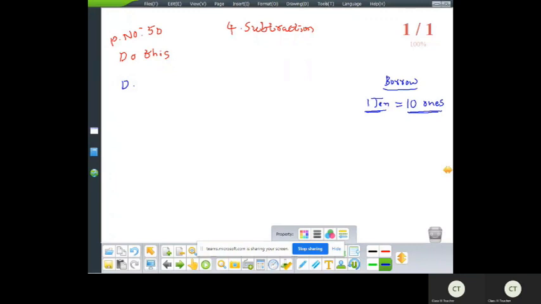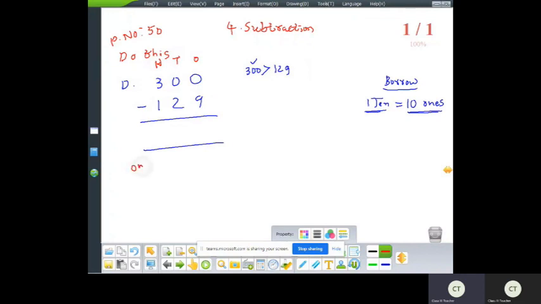Now question D. 300 minus 129. Here 300 is greater than 129. This is bigger, so a bigger number minus a smaller number means subtraction is possible. First we write the place values 1, 10 and 100. Now subtracting in the one place.